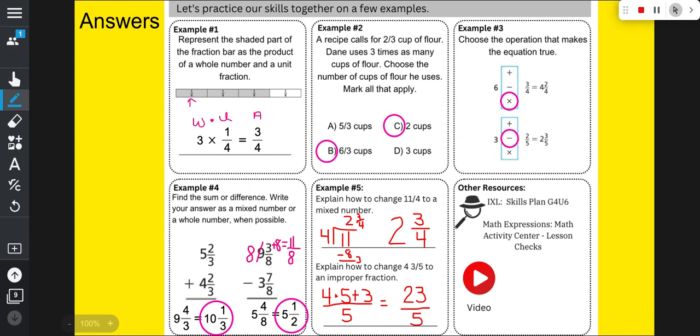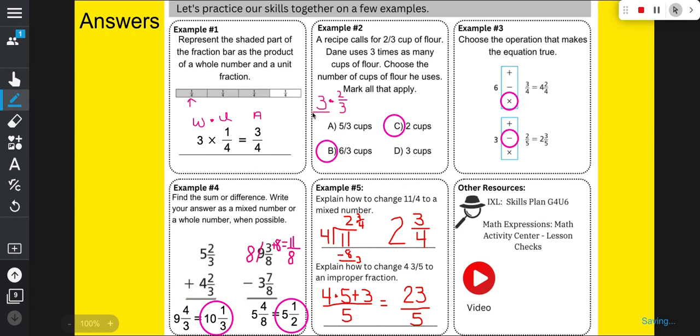A recipe calls for 2/3 cup of flour. Dane uses 3 times as many cups of flour. Choose the number of cups of flour he uses. Mark all that apply. So this would have been a multiplication problem. 3 times 2/3.